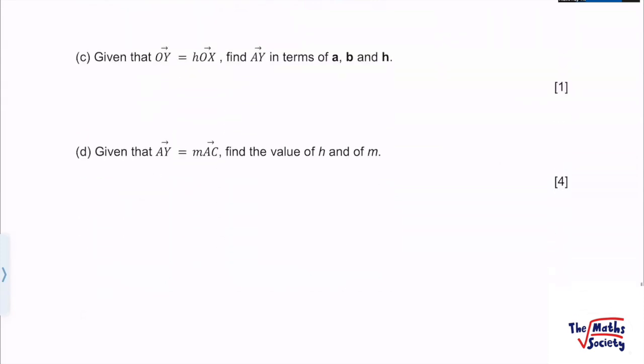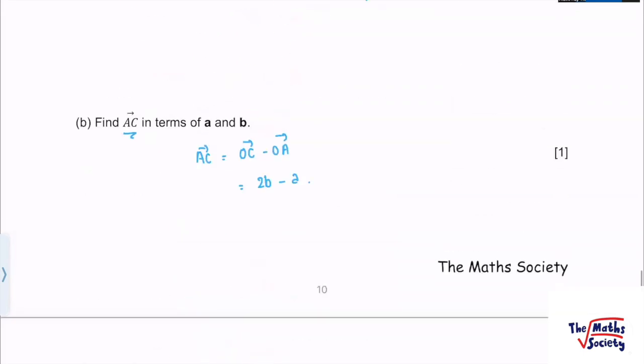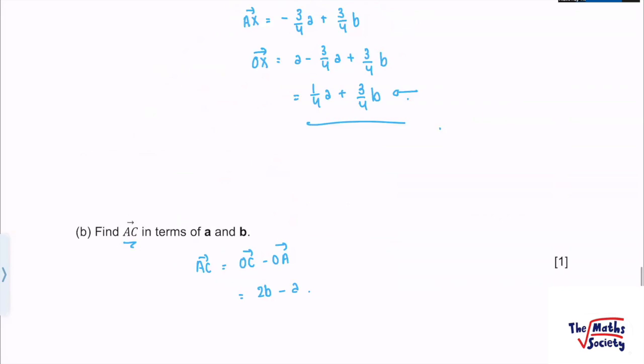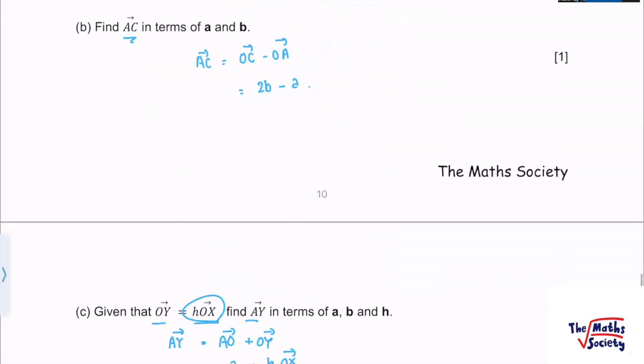And for C, it says that OY is equal to h OX. Find AY in terms of A, B and h. So we want AY. So that's AO plus OY. And we know that AO is just minus A because OA is A. If you flip it around, it's minus A plus h OX. OX is just here. So that's 1 by 4 A plus 3 by 4 B.